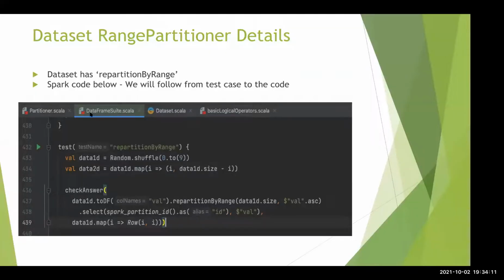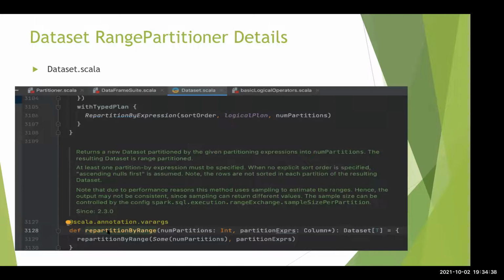So I look at the code. DataFrameSuite, it's Spark code. There they are testing repartition by range. We'll see how they are testing. They have some 0 to 9 values, and what we wanted to check was they're repartitioning by range. They're passing some size and some value, in some order, and based upon that they are repartitioning. I'll explain it below. How is that working? If you go to repartition by range, this is the Partitioner.scala.